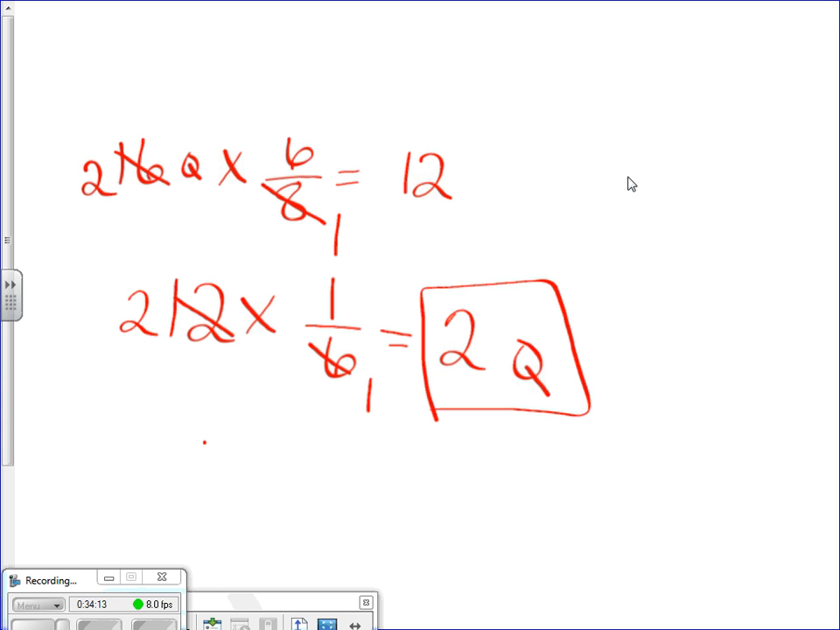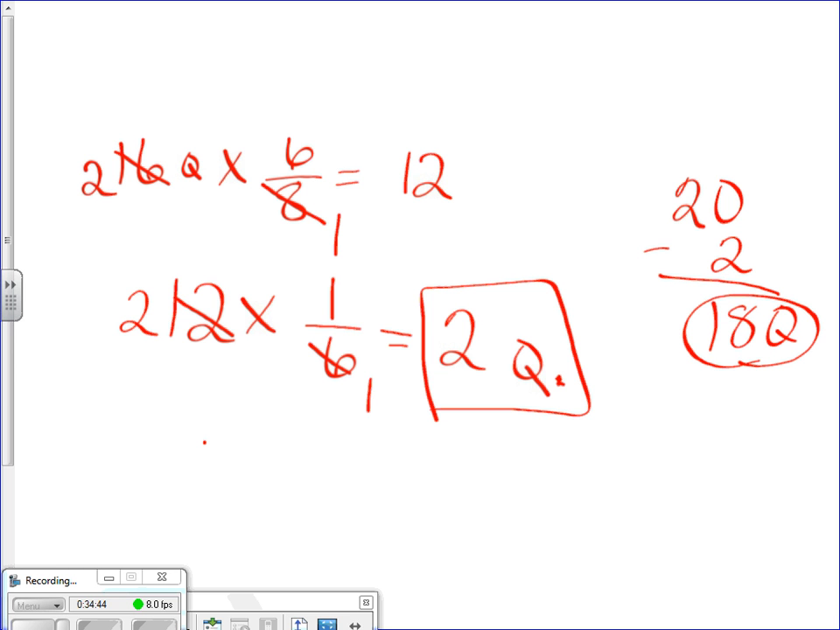So, she decides that for her next project, she will need 20 quarts of paint. Is she going to need to buy 20 quarts? No. How much is she going to need to buy? 18. Because she still has 2 quarts from her last project. So, 20 minus the 2 that she had left. So she only has to buy 18 quarts.